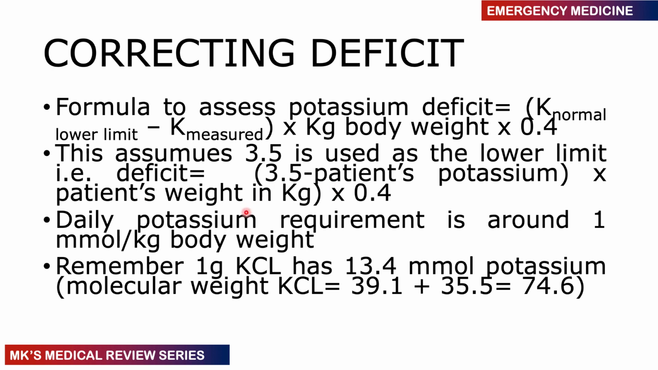Each person has a daily requirement of potassium of about 1 millimole per kg body weight. And remember, 1 gram of potassium chloride will give you roughly 13.4 millimoles of potassium. The molecular weight of potassium chloride is roughly around 74.6.